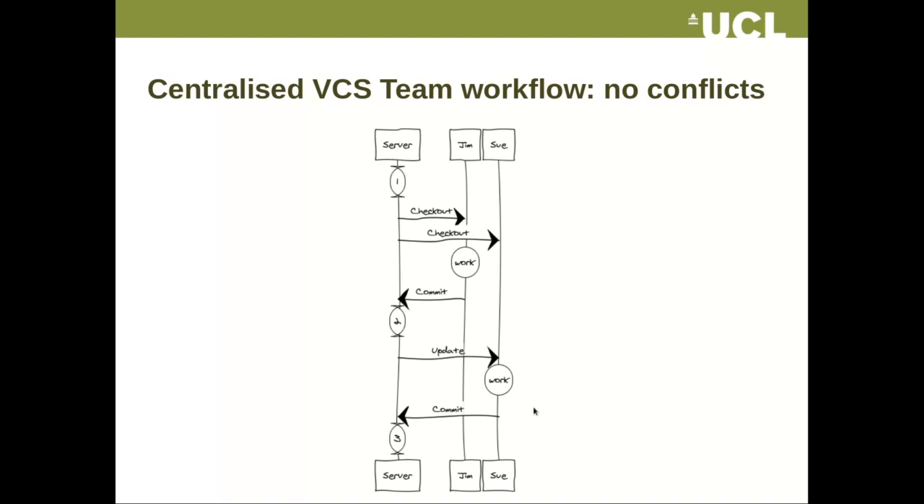If we have a team of people, so Jim and Sue working on the code, and there are no conflicts because each one has done an update before they've done any work and nobody's working at the same time, then the workflow is equally simple. So we start off here with the server, which has version 1 on it. Jim checks that out and Sue checks it out as well. Jim does some work, commits it back in, and before Sue starts to do any work, she remembers to do an update and then commits it back in, and so on.